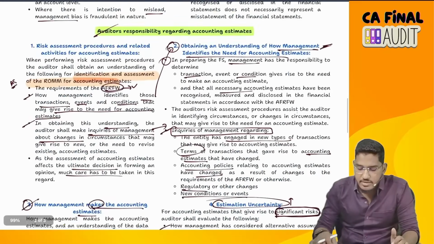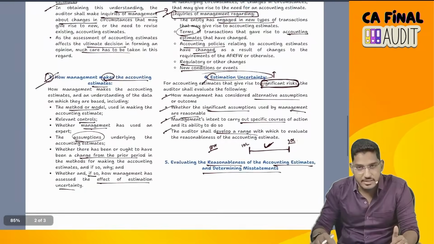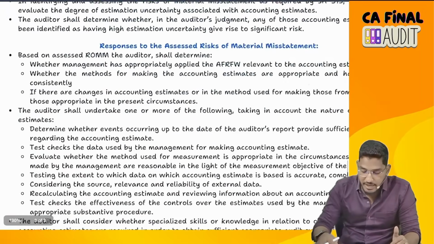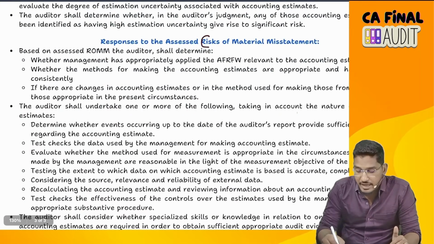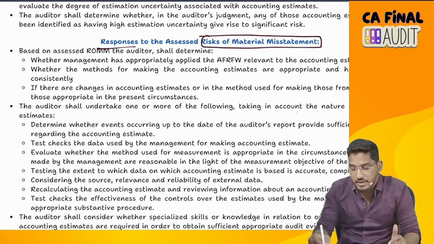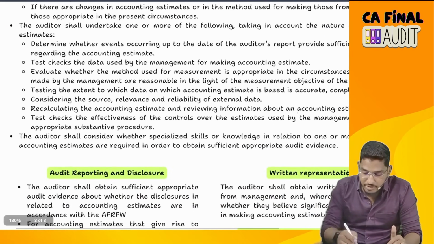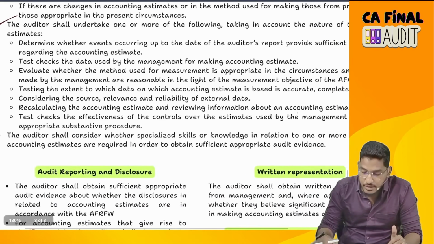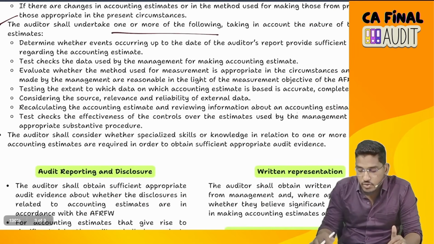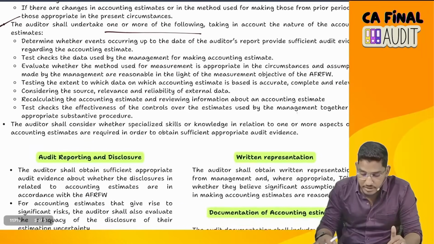So these are all risk assessment procedures. Basically, all these form part of risk assessment procedures. Now, once you have identified the risk, you have to respond to it. You have to respond to the assessed risk of material misstatement by performing further audit procedures. So what further audit procedures do you have to perform? The standard lists them here. The auditor shall undertake one or more of the following, taking into account the nature of the accounting estimates.